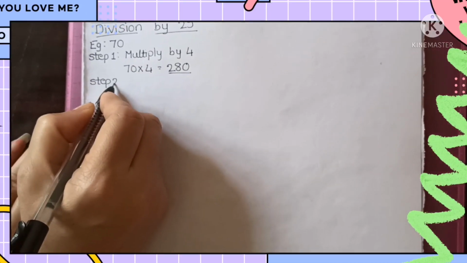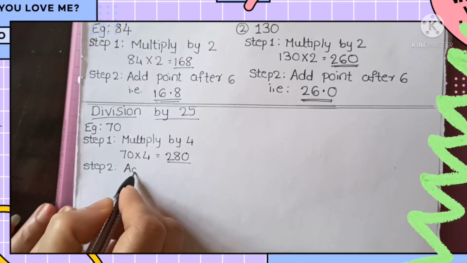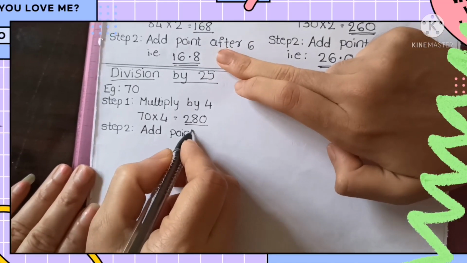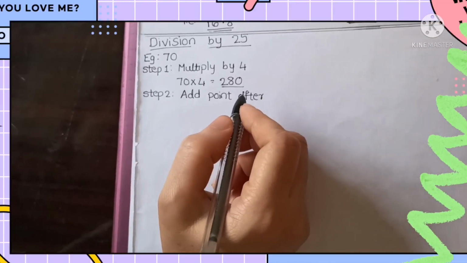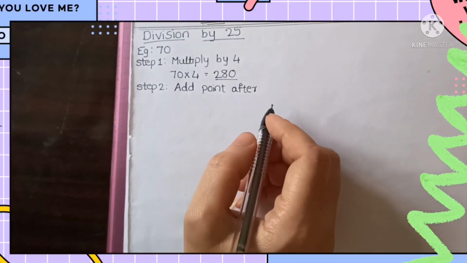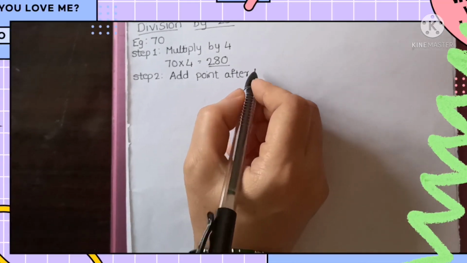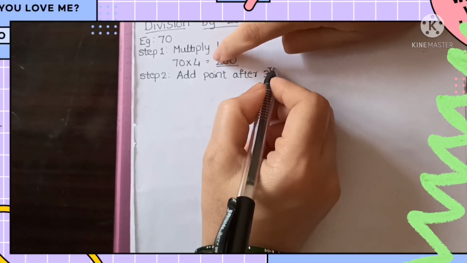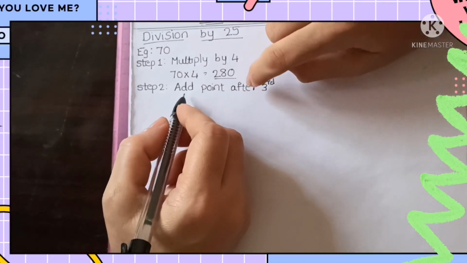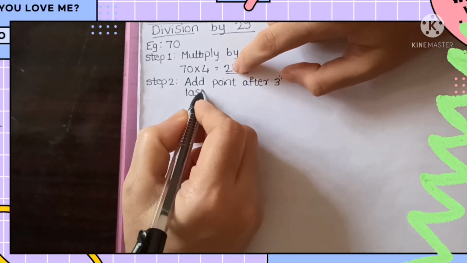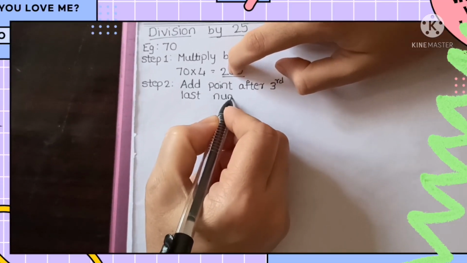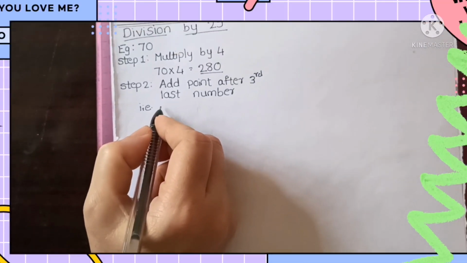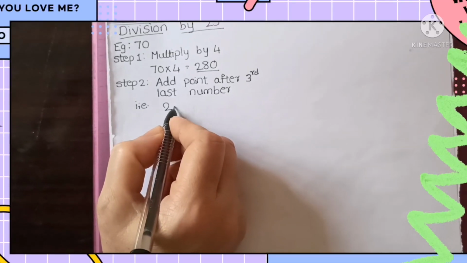In step 2, as we saw in our division by 5 trick, we are adding a point after the second last number. But in this trick, we will add a point after the third last number. Means this is the last number, this is second last number, and this is third last number. So we will add a point after 2. So we will get the answer as 2.80.